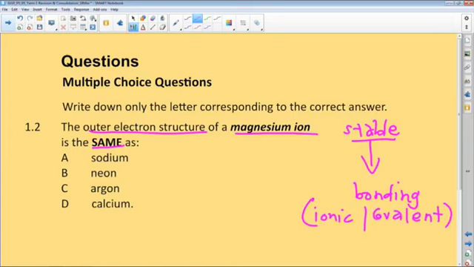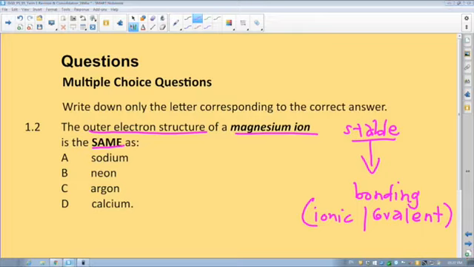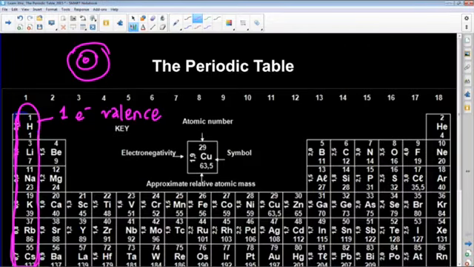Let's look at the periodic table very quickly. When we talk of group 8 elements, we're talking about these elements in particular.